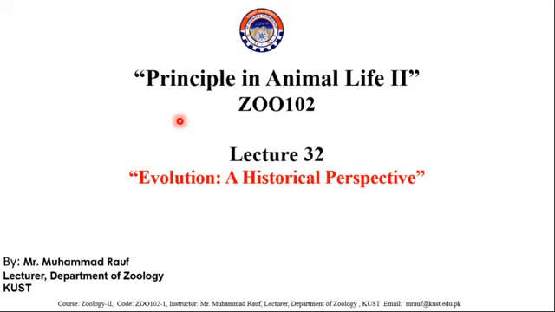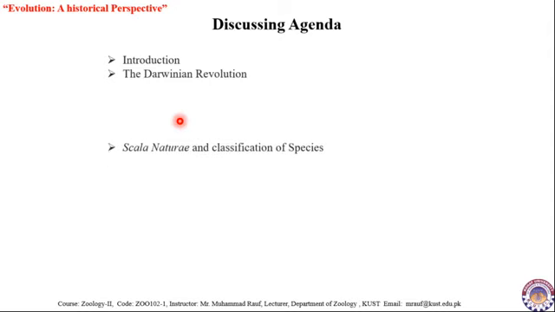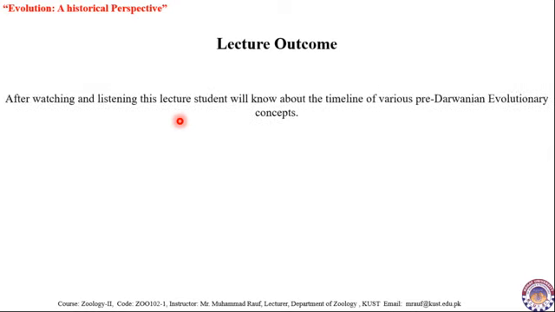This is lecture number 32. The topic is Evolution, a Historical Perspective. The discussion agenda for the topic is Introduction, the Darwinian Revolution, Scala Naturae, and Classification of Species. Lecture outcome: after watching and listening to this lecture, students will know about the timeline of various pre-Darwinian evolutionary concepts.